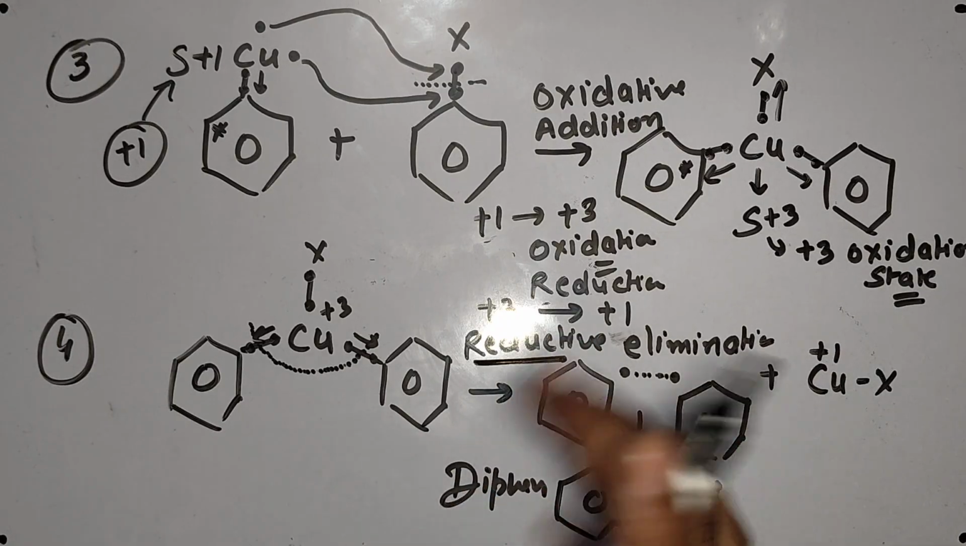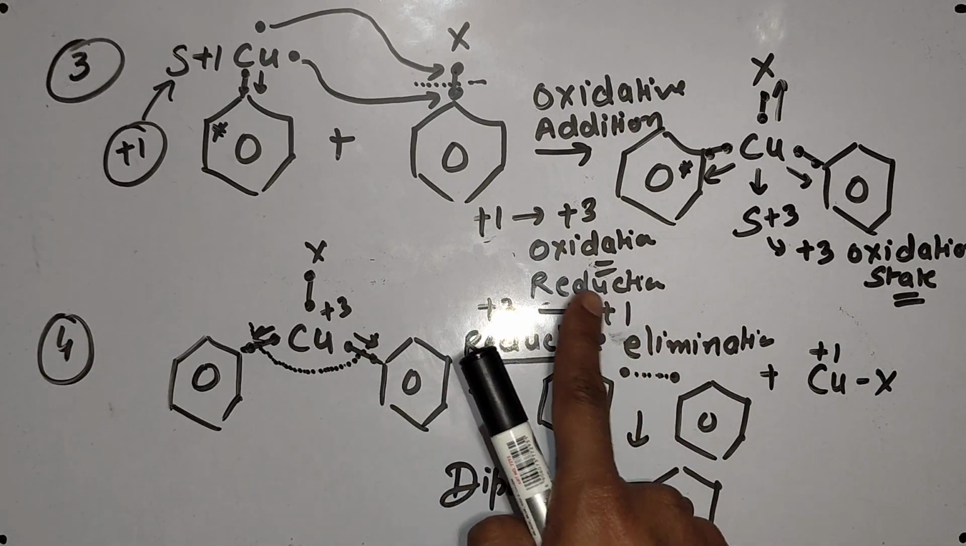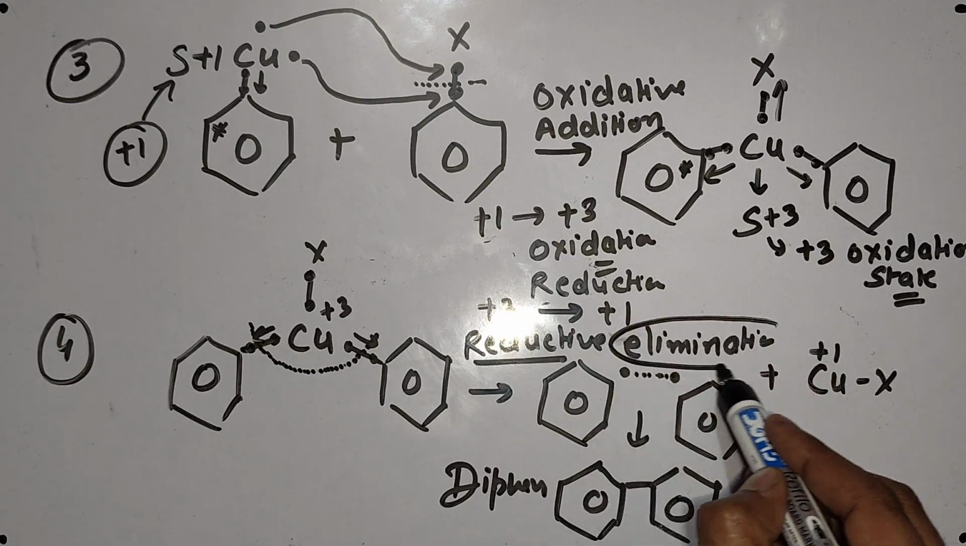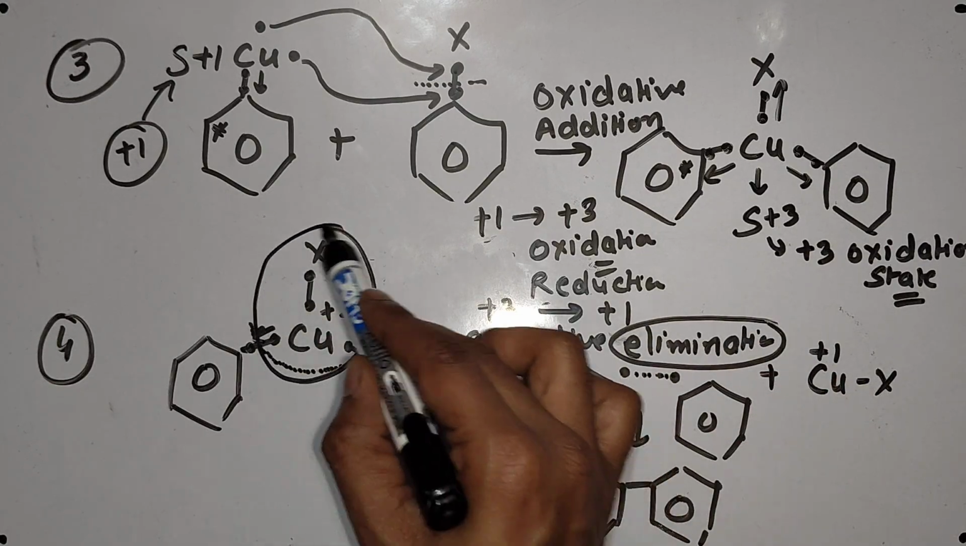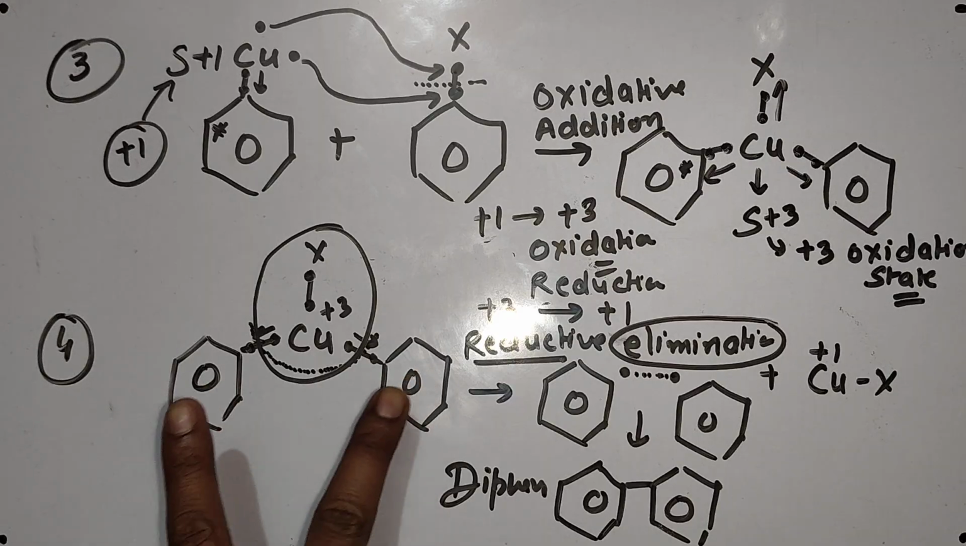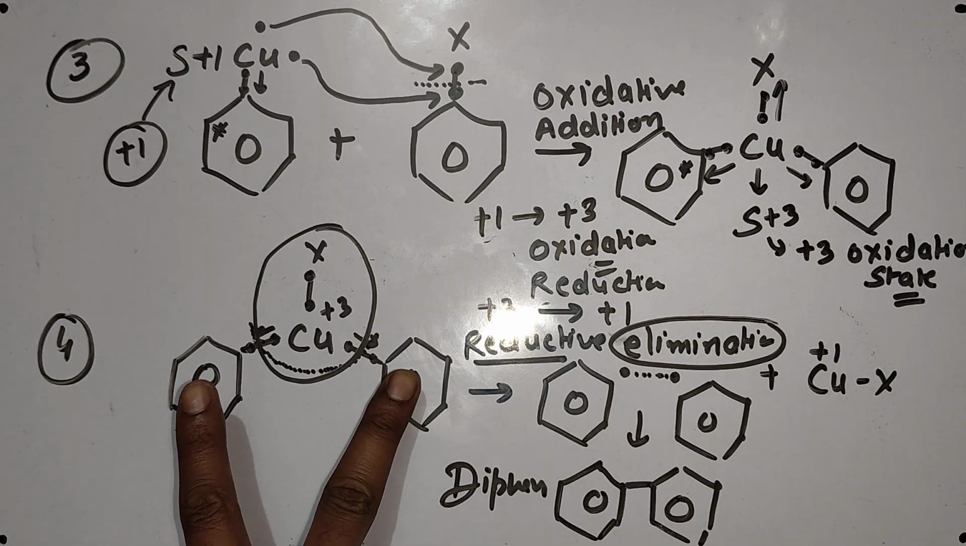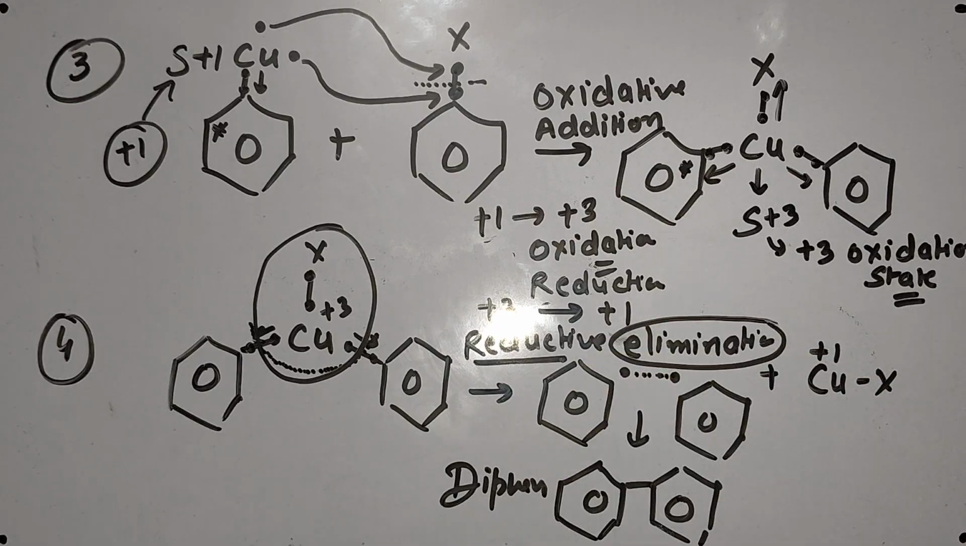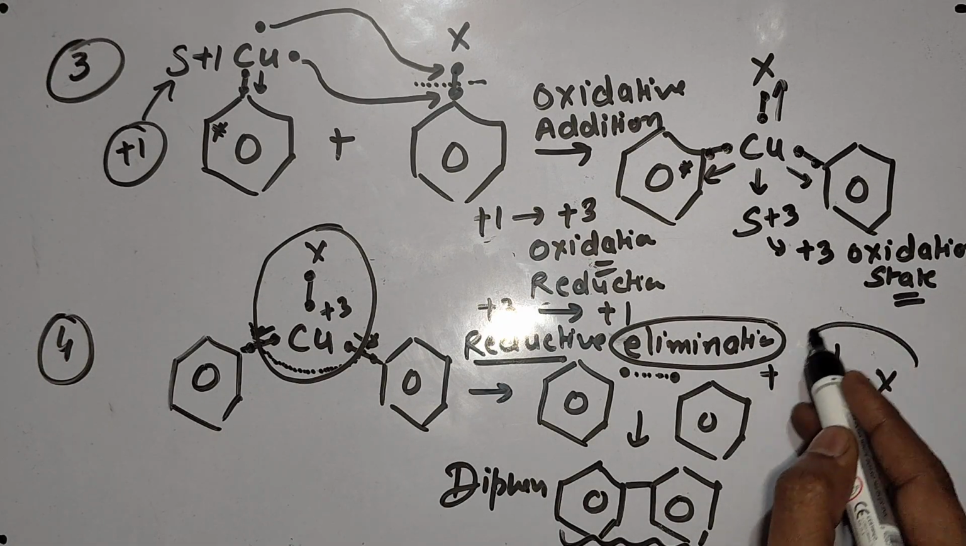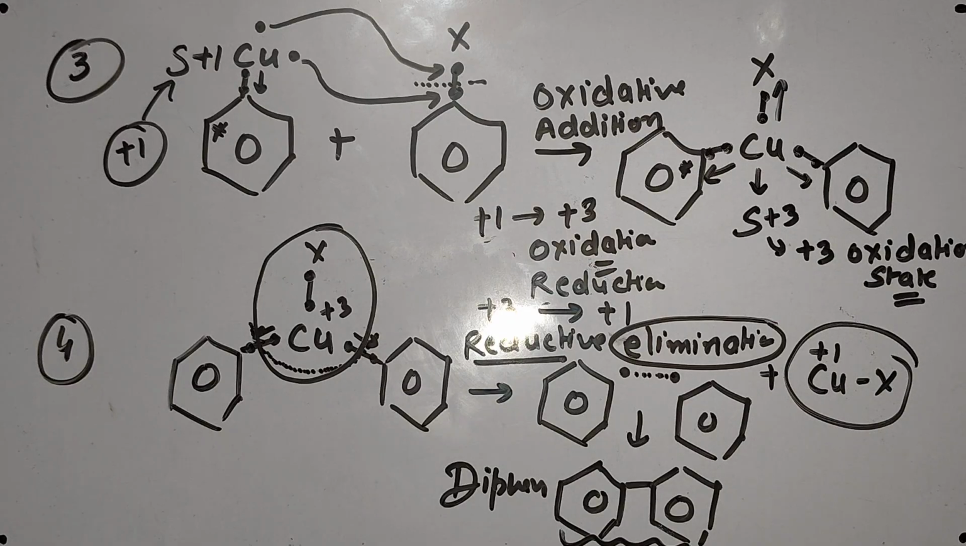Why are we calling it reductive? It is clear because the oxidation state is changing from +3 to +1. That's why reduction is there. Why are we calling it elimination? Because you can watch this group is eliminated from the center of two benzene rings. It is getting eliminated. That's why this step is known as reductive elimination. And finally, we are getting diphenyl as the main product. In this fashion, Ullmann reaction is happening. This was the end of the mechanism of Ullmann reaction. Now the CuX that you got is the second CuX. The first CuX we got in previous steps, and the second CuX we get in the last step.